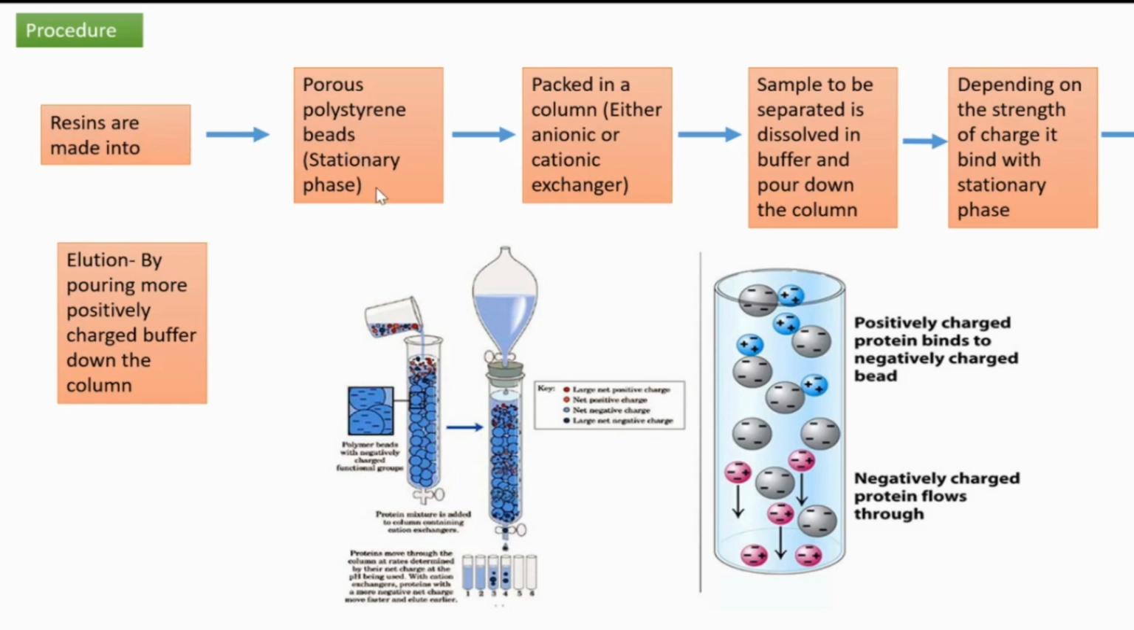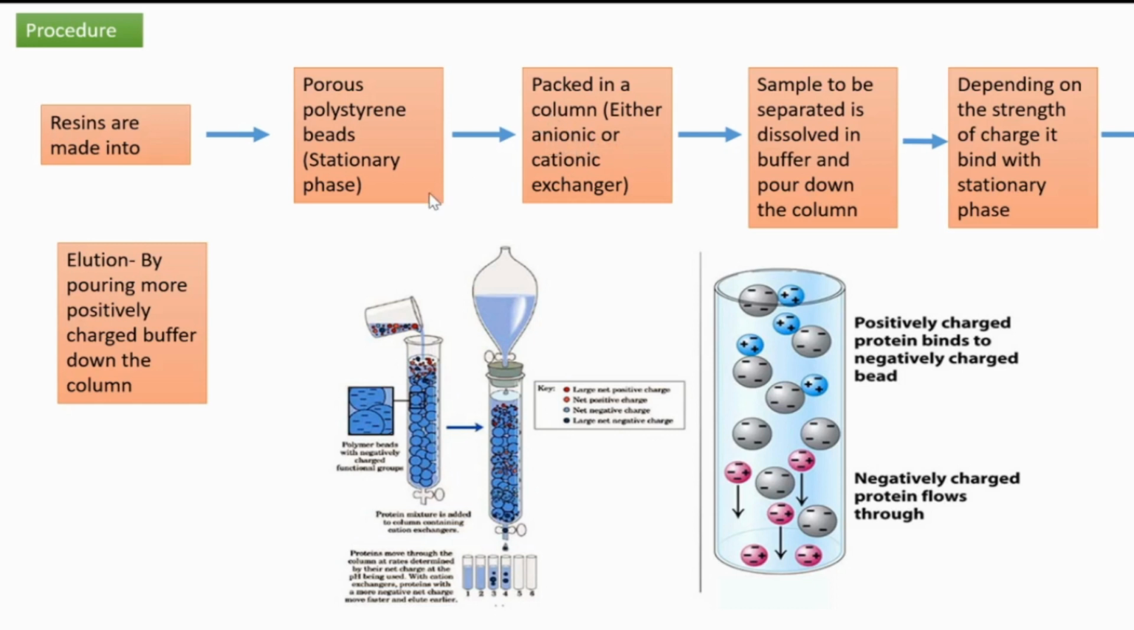This acts as the stationary phase, and these polystyrene beads can be positively charged or negatively charged. If they are positively charged, it is called an anionic column, anionic ion exchange chromatography. If they are negatively charged beads, then it is called cationic ion exchange chromatography. Two types. I am explaining the two types in a common way.